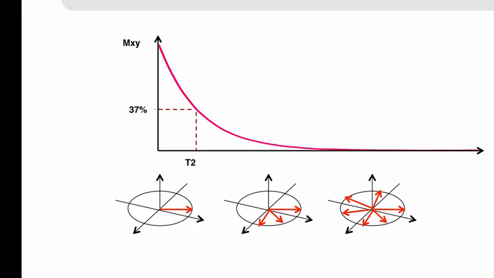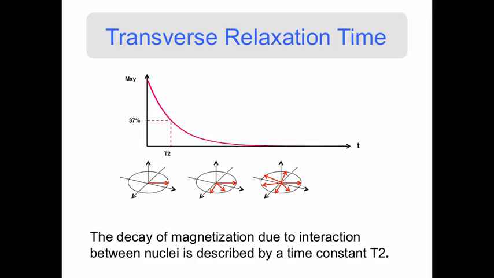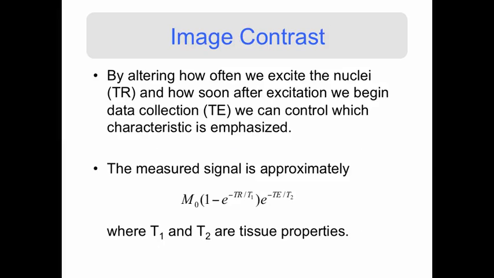And here we start out with Mxy, which is the signal in the transverse plane, and then it decays down to 0 as we return to equilibrium. Now T2 is the time constant that describes this process, and this is the time point when we reach 37% of the original Mxy value. By altering how often we excite the nuclei, and this is described by a term called TR, and how soon after excitation we begin data collection, and this is described by a term TE, we can really control which characteristic of the brain or the sample is emphasized.